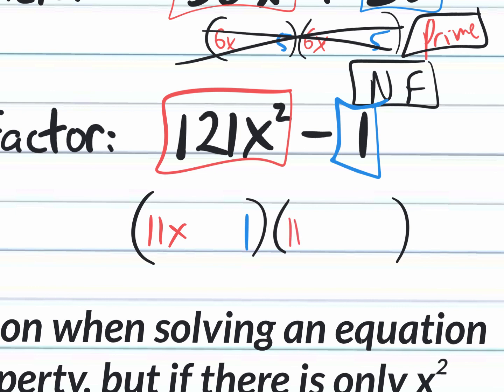11x and 1. And the signs, they have to be what? A minus and a plus, or a plus and a minus. Doesn't really matter. That's it. Cool? That is the lesson today.